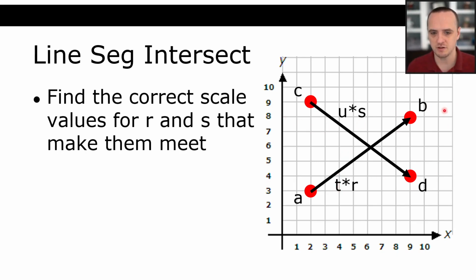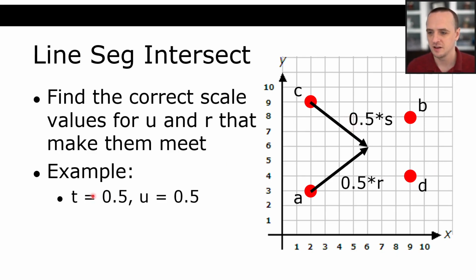So in this example here, if I take T and U to both be 0.5, then you'll see that both of these vectors point to the same location, right? So they'll both meet at the exact same point. So that's what we're going to be trying to do. This is how we are going to calculate line segment intersection. If we can find the scalar values for U and T that make S and R point to the exact same spot, so they meet in the environment, then that is where our line segments intersect.